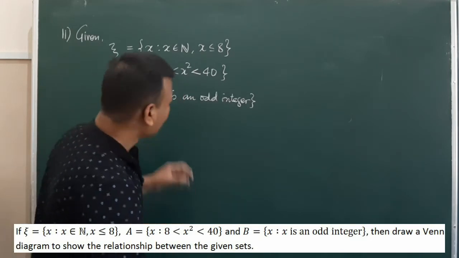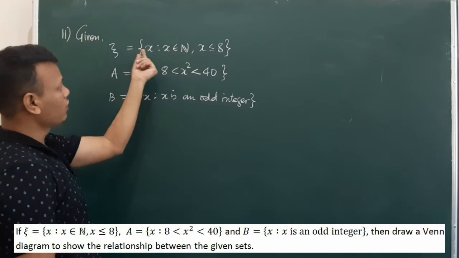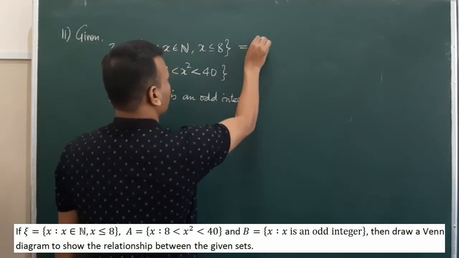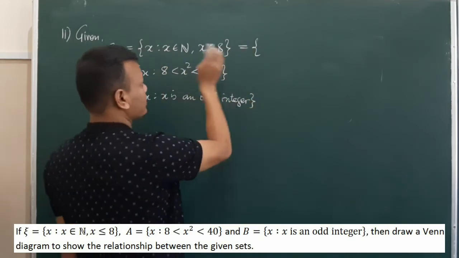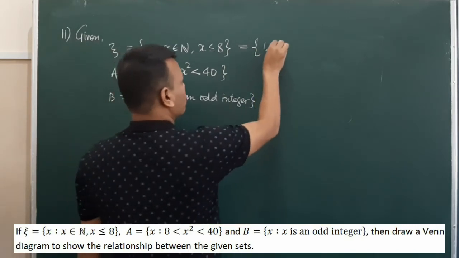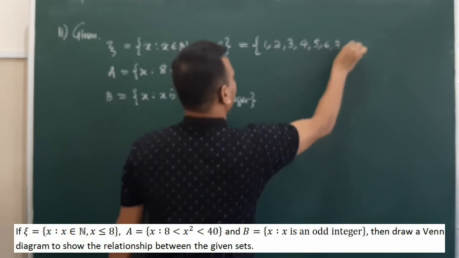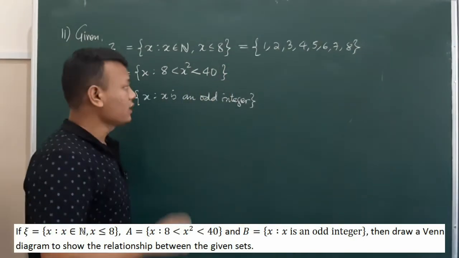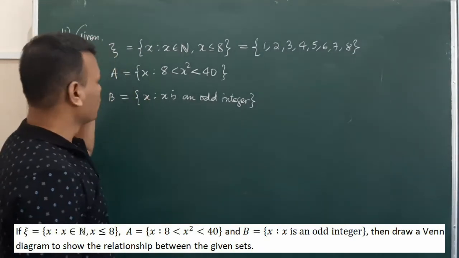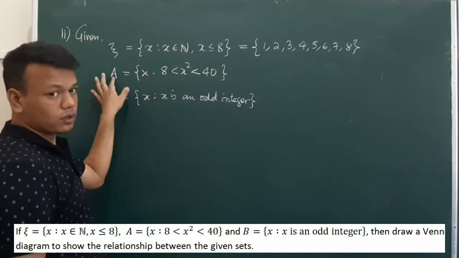So let's see how these are related. Let's see what my universal set is first. So the universal set is given to be this set where x is a natural number less than or equal to 8. So my set contains, since it is natural numbers less than or equal to 8, 1, 2, 3, 4, 5, 6, 7 and 8. Next, A and B are given. That means A and B must be subsets of the universal set. Okay, now let's see how this A is given.